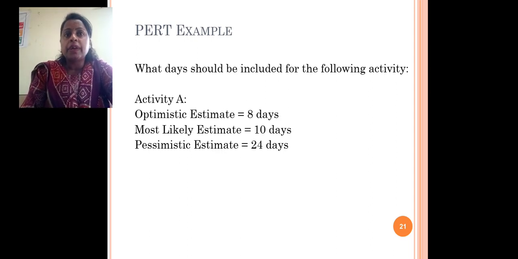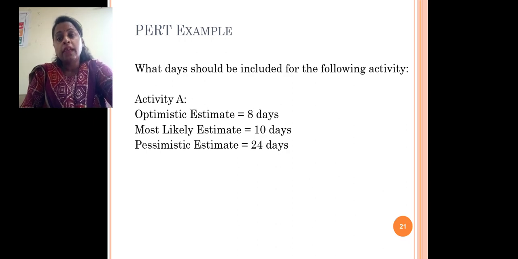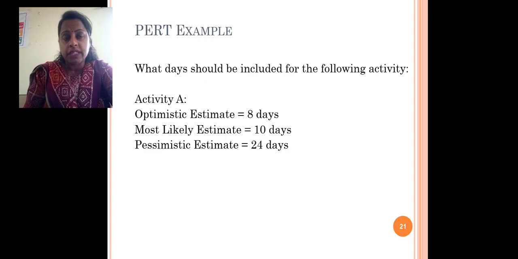So what days should be influenced by the following activities? For example, what is the probability to complete the project in 8 days? What is the probability to complete the project in 10 days? What is the probability to complete the project in 24 days? So optimistic time, most likely time and pessimistic time.